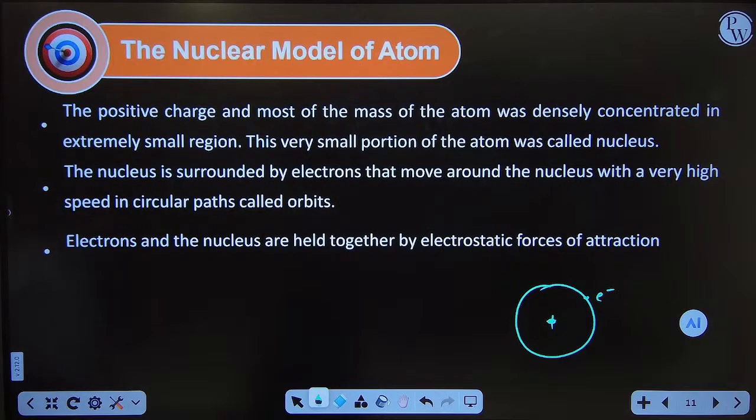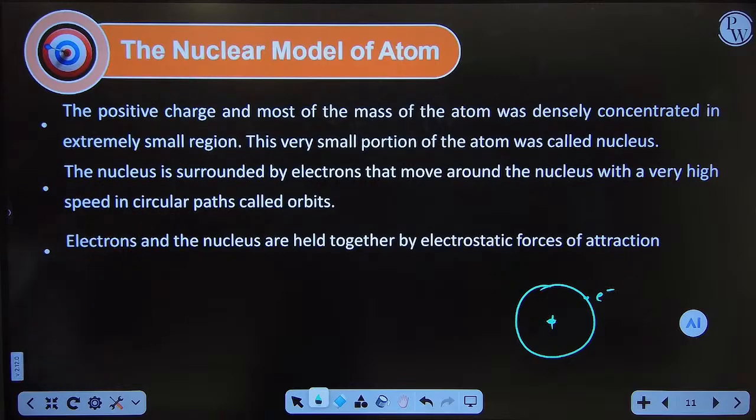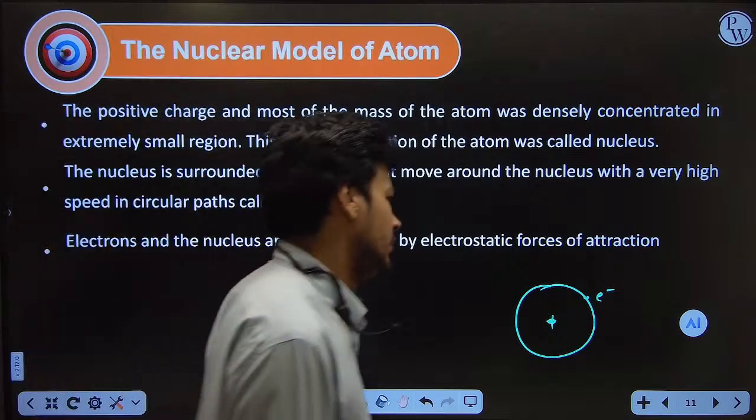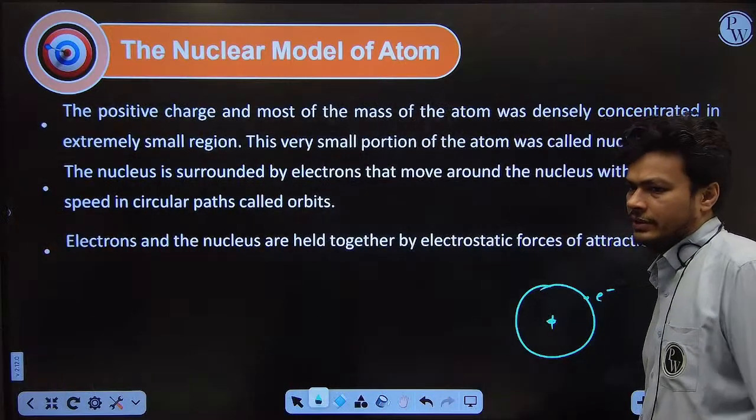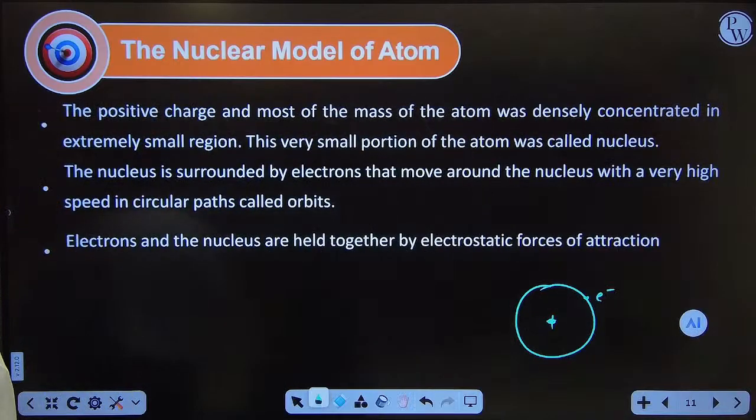The nucleus is surrounded by electrons that move around it with a very high speed in a circular path called an orbit. Right? So in this model we are talking about electrons, which Rutherford never talked about. Electrons and nucleus are held together by electrostatic force of attraction, and what keeps it in motion is electrostatic force and centrifugal force. You understand centrifugal force?